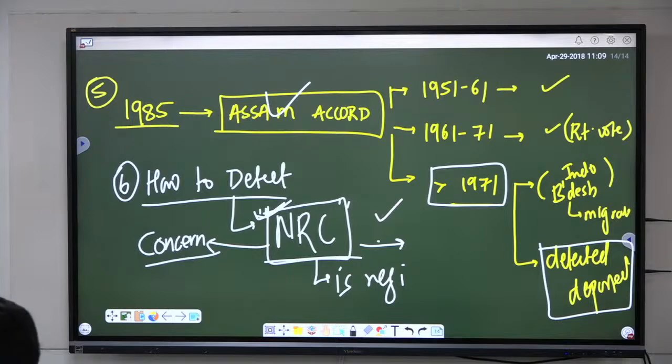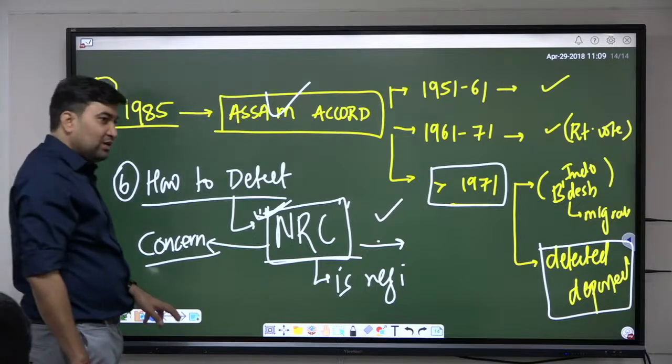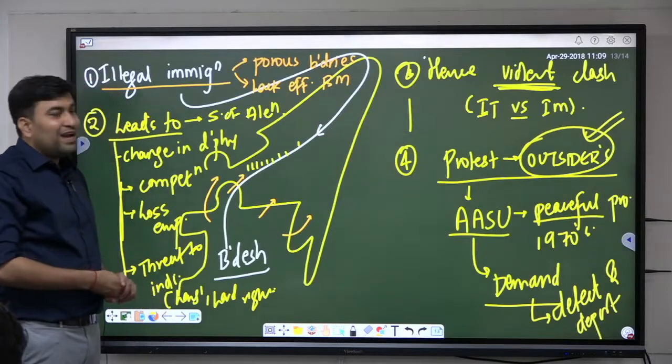NRC excluded 4 million residents of the state. Is it clear? So this is the main issue in Assam which you should be having idea about.